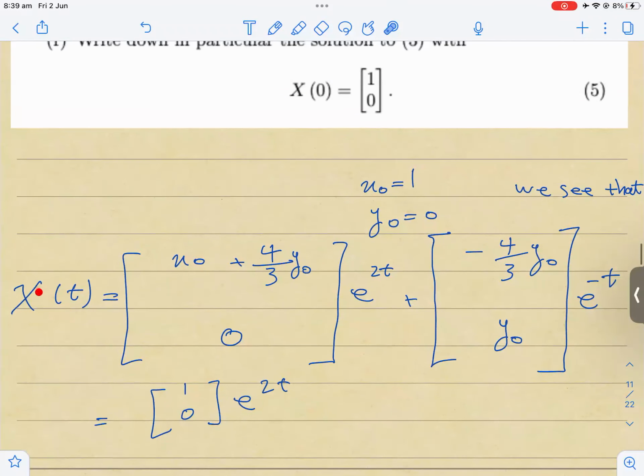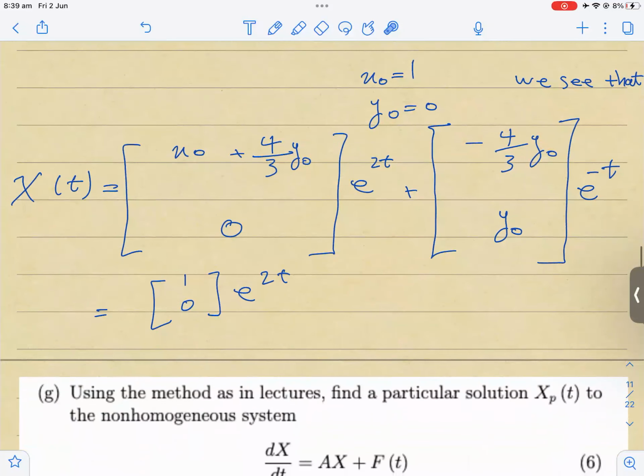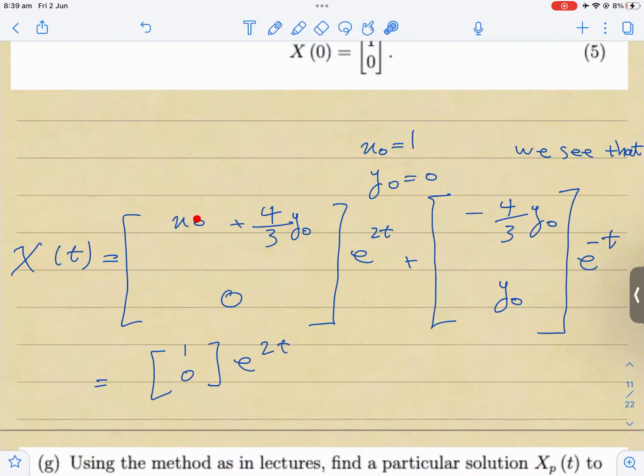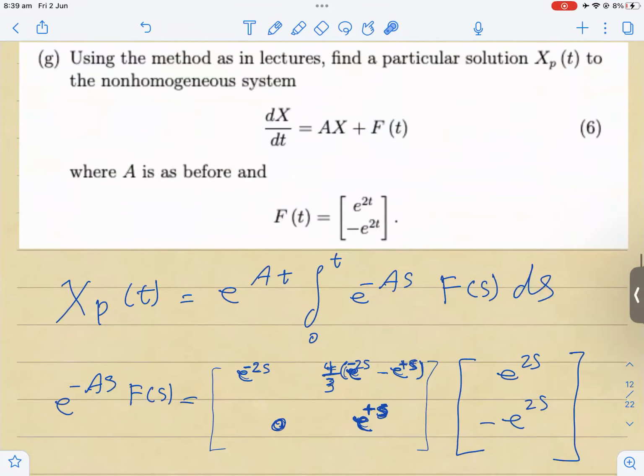So the solution, I don't need to think too much. I just substitute x0 by 1 and y0 by 0. Okay.